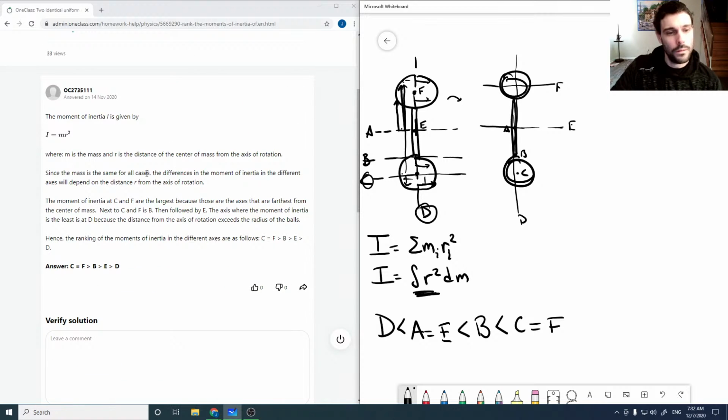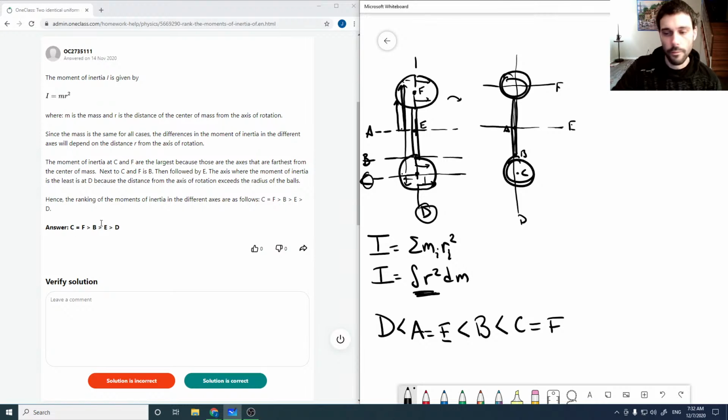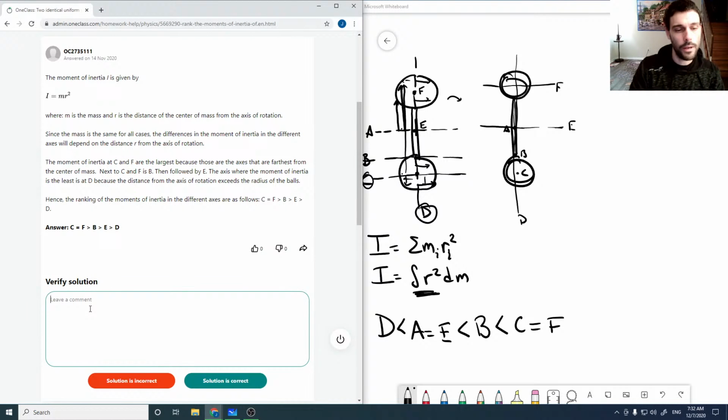Okay, so r squared is our biggest factor, and we did it in the opposite direction, but C equals F is greater than B, is greater than E, is greater than D, so they missed the A, but that's okay. Looks good.